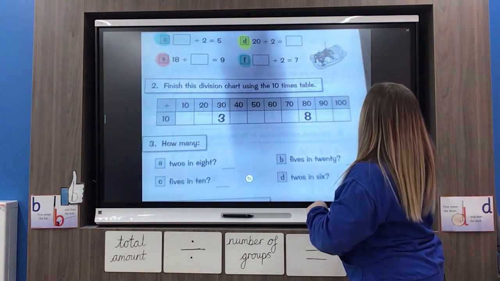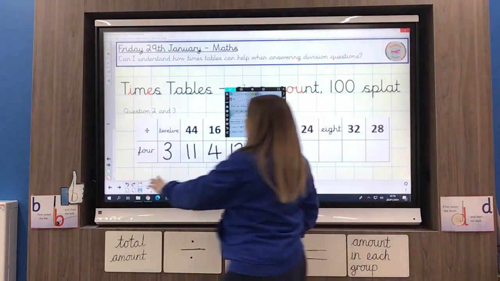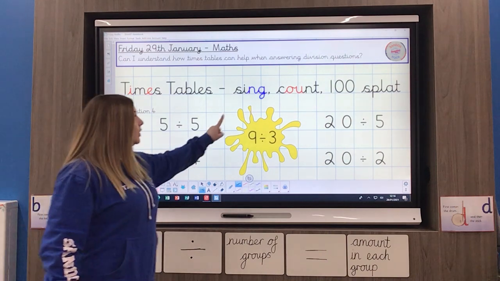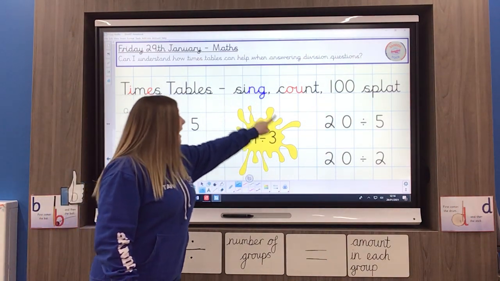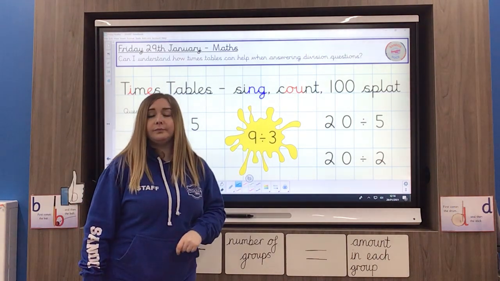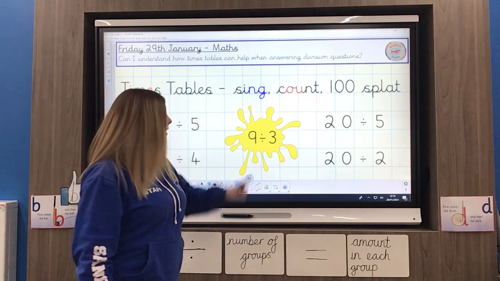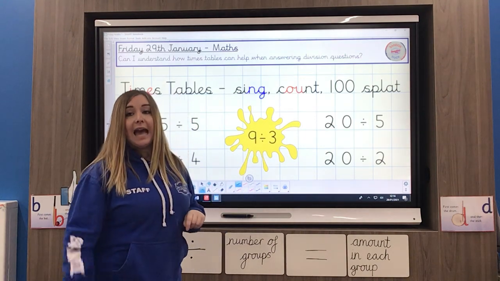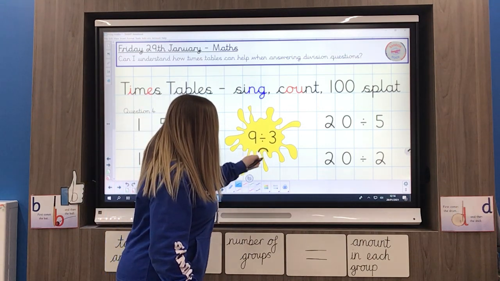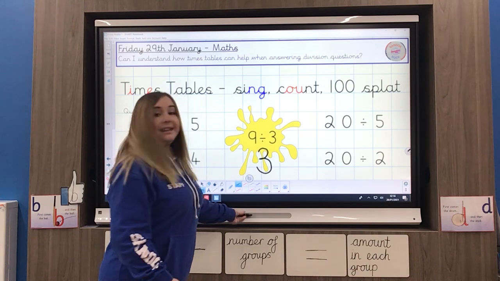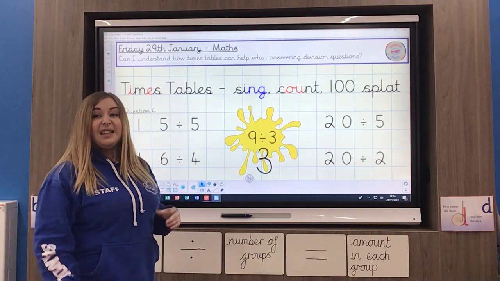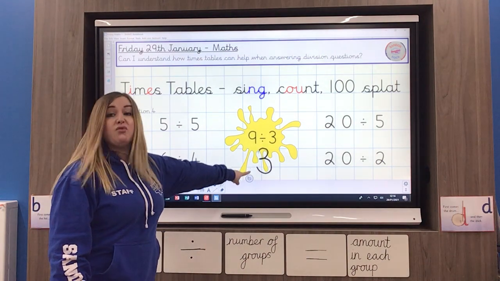Okay, we're almost there now then, year 4. So your final question is a little bit like mine on the board. So in the middle of your question, you'll see that I've got a division fact. 9 divided by 3. So I've got to start by working that out. How many 3s are there in 9? 3, 6, 9. I've got 3.